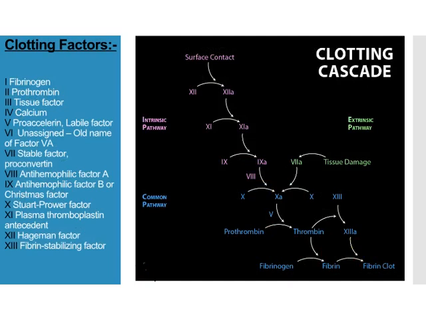The clotting factors are factor I, fibrinogen; factor II, prothrombin; factor III, tissue thromboplastin or tissue factor; factor IV, ionized calcium; factor V, labile factor or proaccelerin; factor VII, stable factor or proconvertin; and factor VIII, antihemophilic factor. Additionally, the coagulation factors also include factor IX, plasma thromboplastin component or the Christmas factor; factor X, Stuart-Prower factor; factor XI, plasma thromboplastin antecedent; factor XII, Hageman factor; and factor XIII, fibrin stabilizing factor.